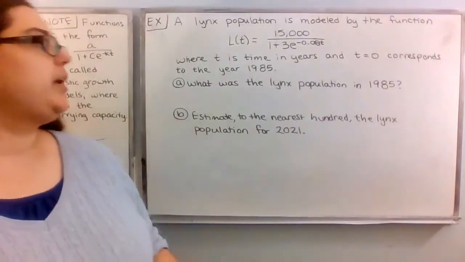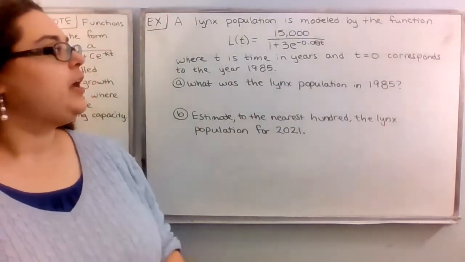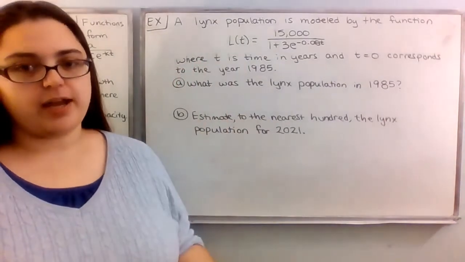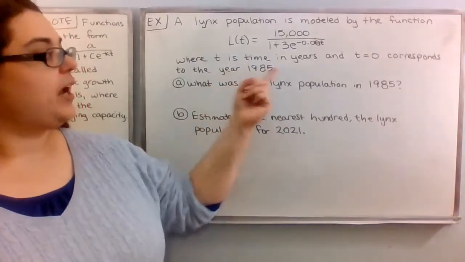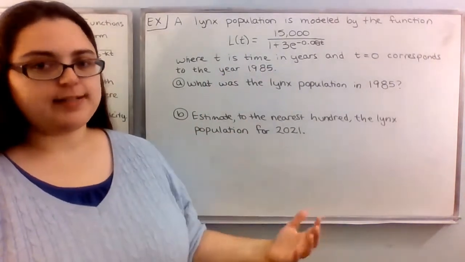So here's our example. This example is about a lynx population, and it's modeled by this function L of t, L for lynx, and t is for time. So t is time in years, and specifically it's years after 1985.